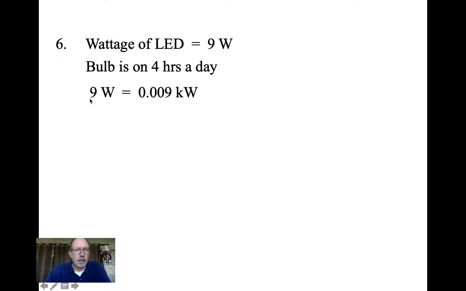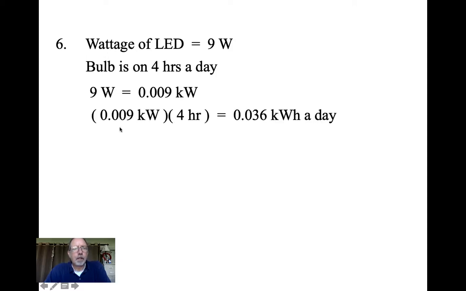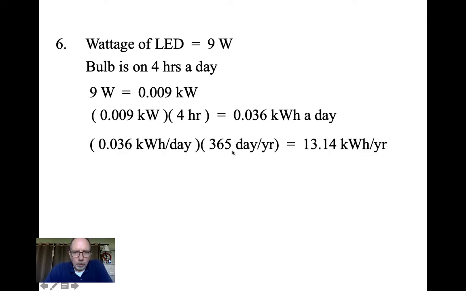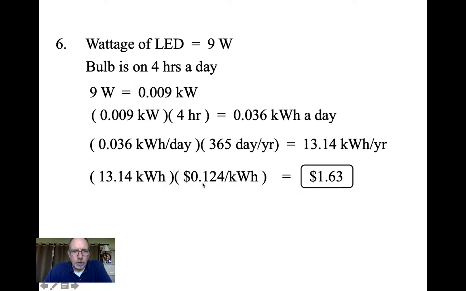9 watts is 0.009 kilowatts. If I multiply by 4 hours per day, I get 0.036 kilowatt hours per day. In a year, that works out to be 13.14 kilowatt hours of energy per year. And then multiplying that by the cost of $0.124 per kilowatt hour, we get a cost of $1.63.